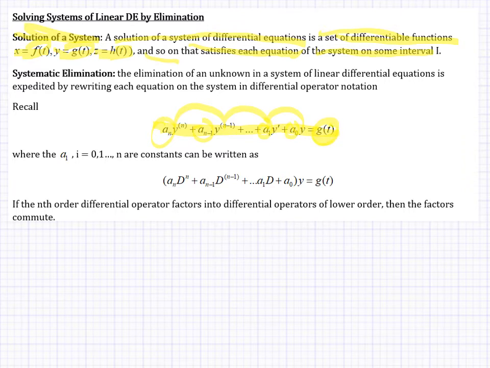All right? We could put that in operator notation, where we replace the derivative with D. So D to the n is really the nth derivative. This is the (n minus 1)th derivative. This is the first derivative, and they're all functions of y. So we could write it in operator notation. Remember, one thing about the operator notation is that it's a linear operator, so it obeys the sum and difference rule and the constant multiple rule.